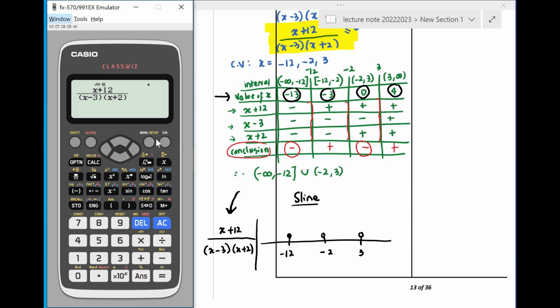Okay, look here. In my calculator, I already keyed in my rational expression, which is (x plus 12) over (x minus 3)(x plus 2). So I now press the CALC button and substitute first negative 13. And as you can see, I get a negative value over here, so I'll put negative here.